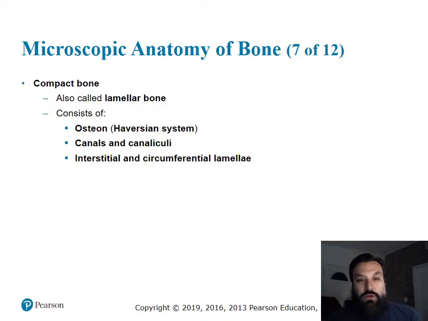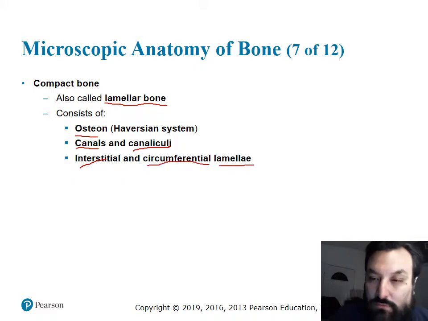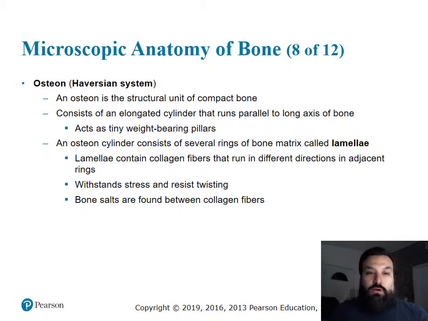Okay, so we call compact bone, but we also call that lamellar bone. It's the word we use to describe lamellar bone. Okay, it consists of osteons, canals and canaliculi, and interstitial and circumferential lamellae. Okay, all of which we're going to discuss here. All right, our osteon is called the osteon, or otherwise known as the Haversian system.